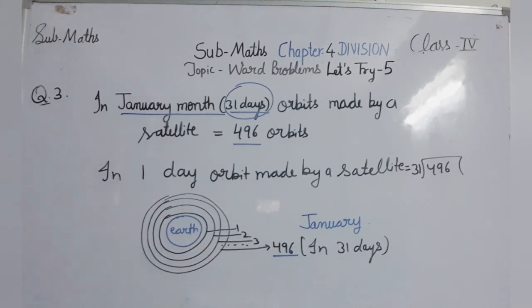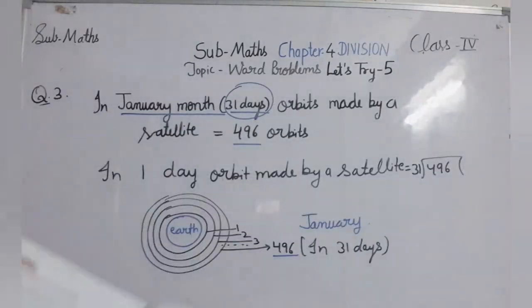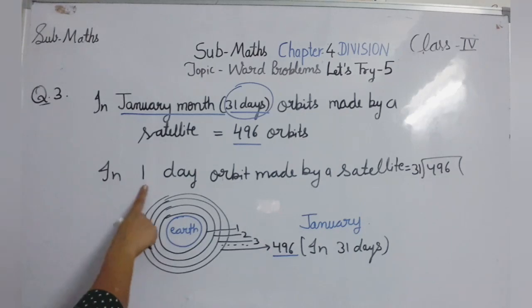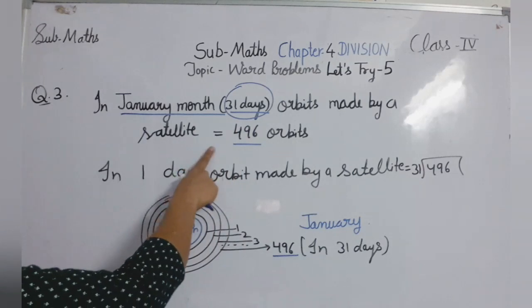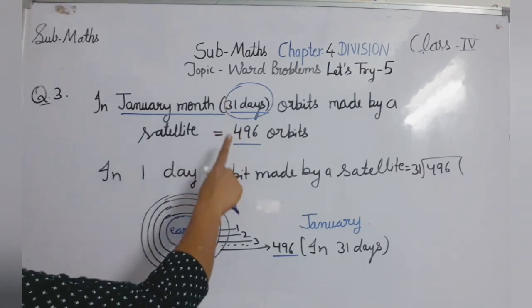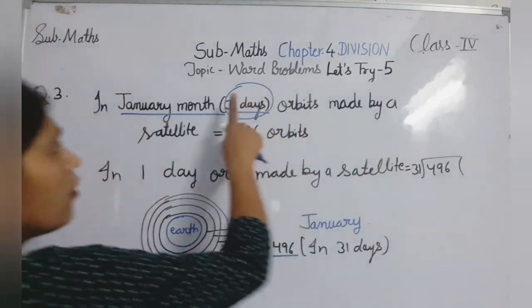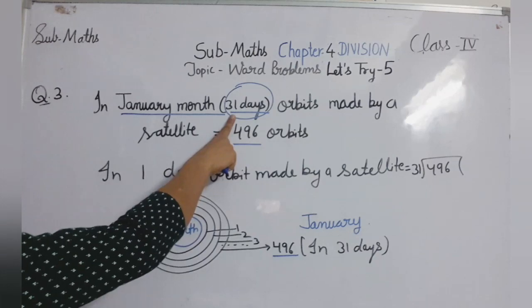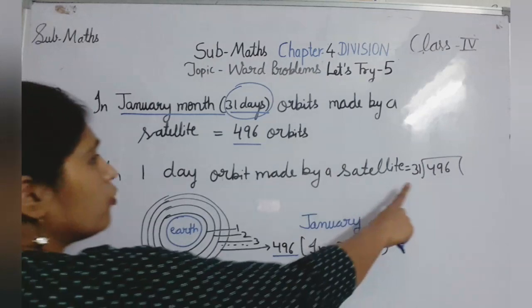Now they have given one condition also in the question: if an equal number of orbits were made each day, it means each day it has made an equal number of orbits. So now they are asking for the orbits made by the satellite in 1 day. We have orbits for 31 days, and now they are asking for orbits for 1 day. So easily you can do it. I told you, when they have given us for more and the same thing they are asking for 1, at that time you have to do division.